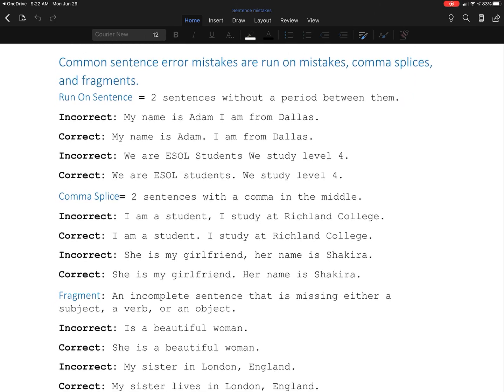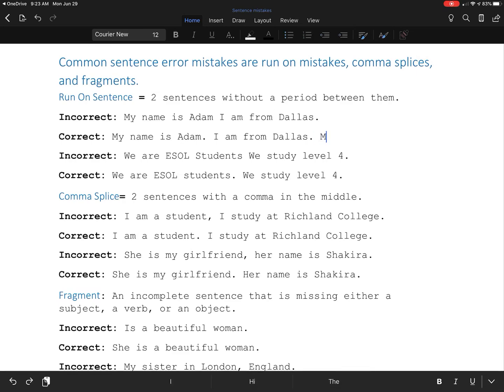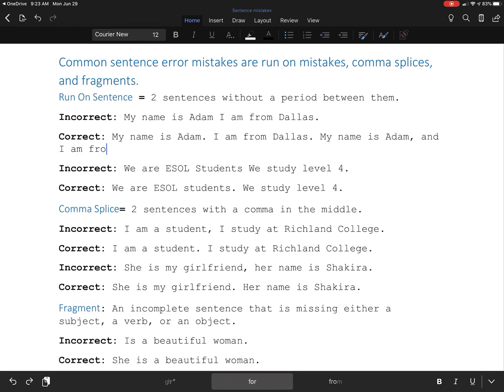One is called a run-on sentence. This is an error that has two sentences without a period between them. If we look at the first example here, my name is Adam, I am from Dallas. Now what we could do is my name is Adam, period, I am from Dallas. Or we could also say my name is Adam and I am from Dallas. Both of these are correct.